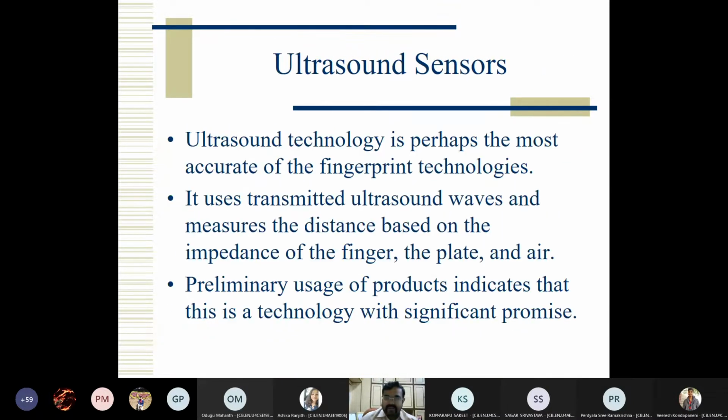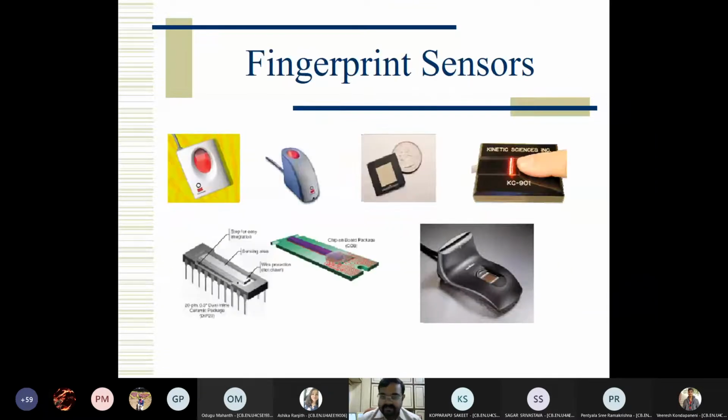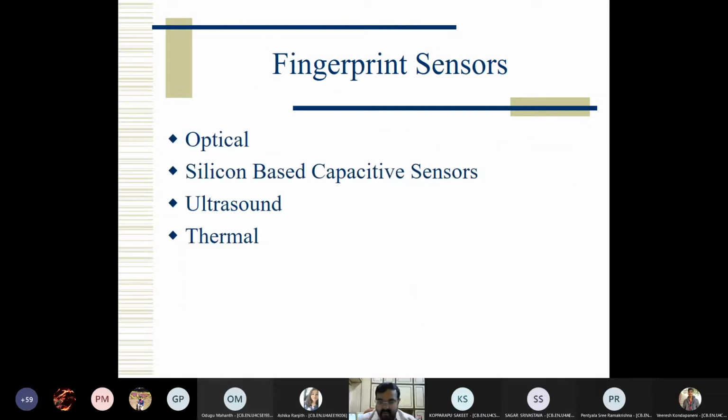Now, today we are going to see the different types of sensors that we use for fingerprints. Fingerprints are very commonly used in a lot of offices, ATMs, airports, Aadhaar, elections. So many uses are there. They're very widely deployed and not so expensive. There are 4 types, namely optical, silicon-based capacitive sensors, ultrasound sensors, and thermal sensors. That's what we want to cover today.